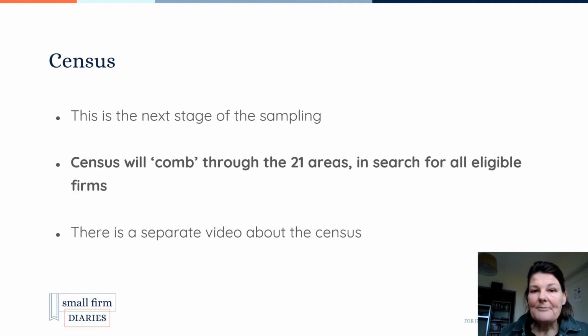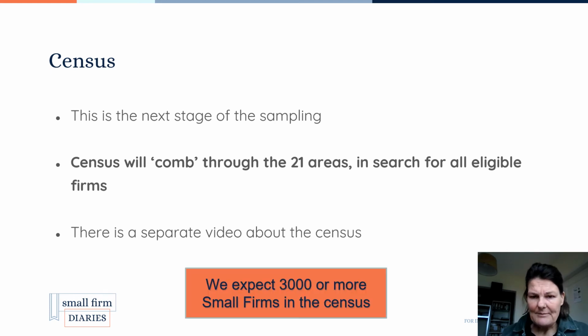And so we expect each field researcher to list 300 small firms. And so there will be a total list of 3,000 small firms in the census.